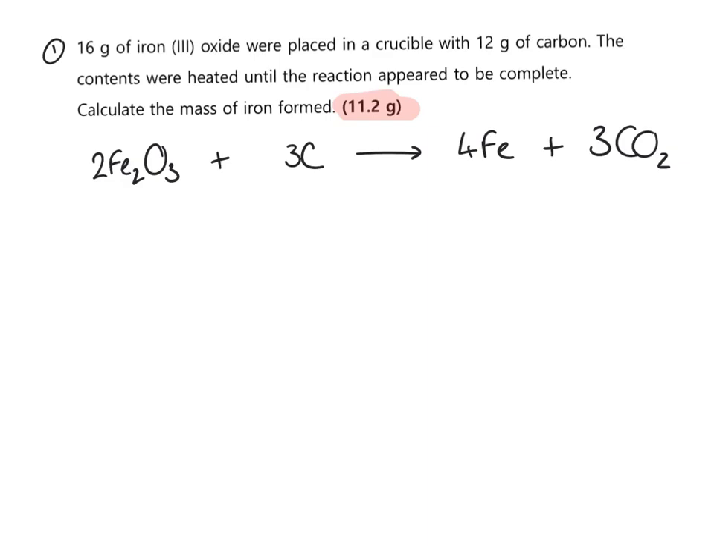So the first part of our process here is to write the information we know underneath the equation. We're told that we have 16 grams of iron oxide, and they were placed in a crucible with 12 grams of carbon. So we've been given the mass of 2 reactants, so we need to do it the limiting reactant way. So I've got 16 grams of iron oxide and 12 grams of carbon. What are we being asked to work out? It says calculate the mass of iron formed. So I'm putting my question mark underneath the formula for iron.